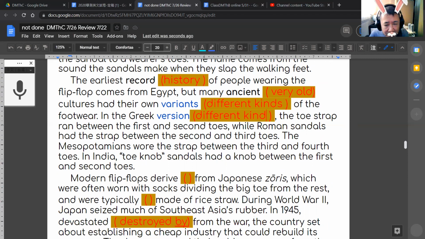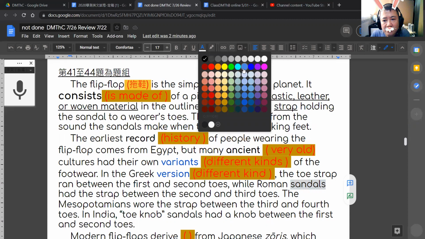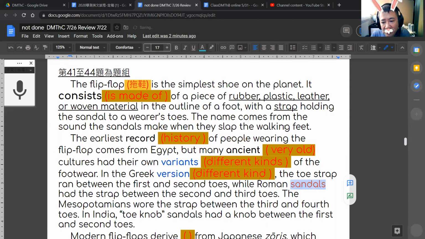The Mesopotamians, whatever you guys call it in Chinese, okay, right. The Mesopotamians wore the strap between the third and fourth toes. In India, toe knob sandals had a knob between the first and second toes. So those are the sandals that we wear today. Notice they, right about here, about there. What color should I give it? Let's give it pink. Okay.